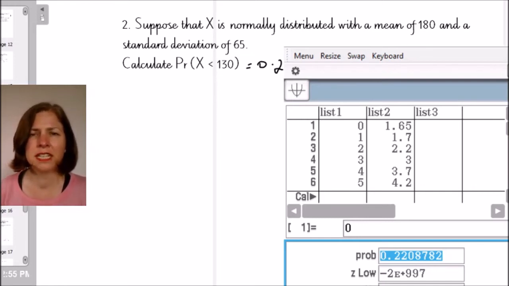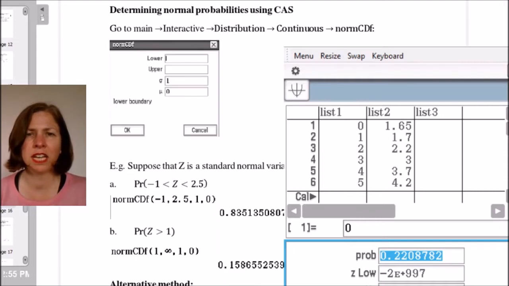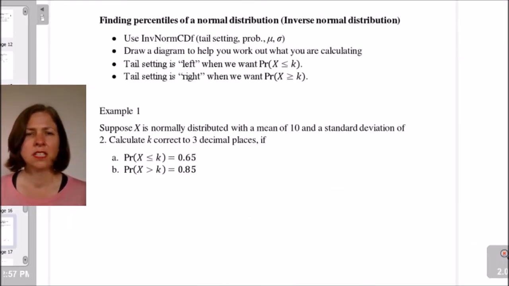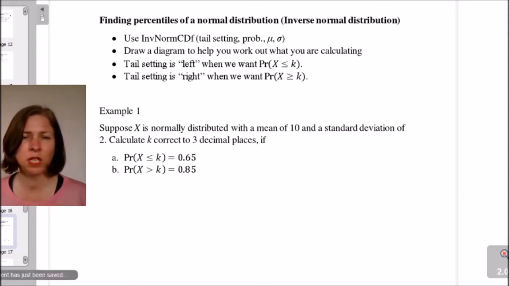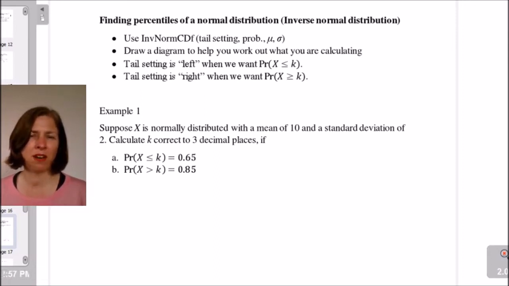slightly different, and it's basically an inverse calculation. So what I want you to do is, first of all, just have a look at the example that's given here. Suppose X is normally distributed with a mean of 10 and a standard deviation of 2. So we need to calculate K, and this time we're told correct to 3 decimal places. So this is an inverse calculation, because in this case we're told the probability and we're looking for those boundaries.